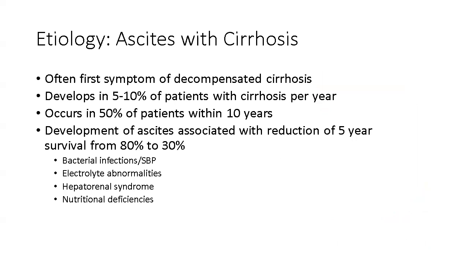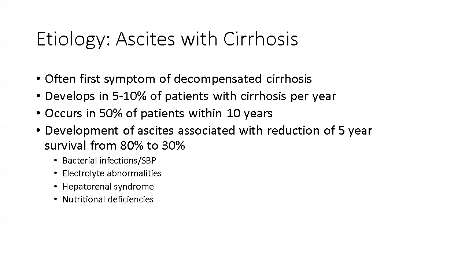Etiology of ascites with cirrhosis. Often this is the first symptom of decompensated cirrhosis. We all know variceal hemorrhage, hepatic encephalopathy, and the other markers of decompensation, but ascites is often the first one to present. It develops in 5 to 10% of patients every single year with cirrhosis. Another way to look at that is in 10 years, 50% of patients who have a diagnosis of cirrhosis are going to have ascites.